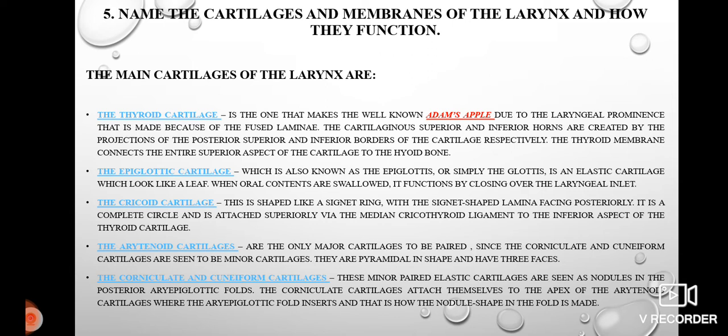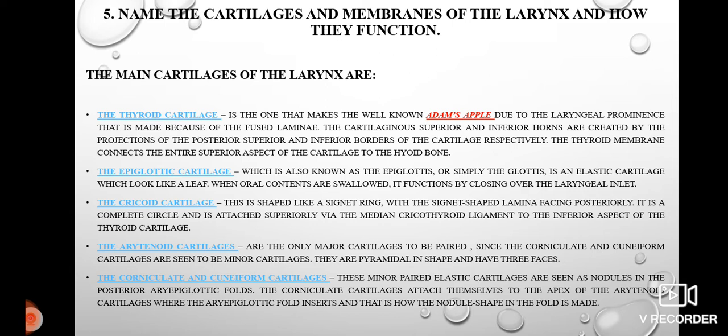Itong corniculate and cuneiform cartilages, kinukombine siya, which is, ang corniculate siya is an anchor for the superior and inferior strap muscles. At ito namang cuneiform, sumusuporta siya sa vocal folds and lateral aspects ng epiglottis. Na kumbaga, itong dalawa na to, nagsama siya, which is nagproduce din siya ng sounds. Na kumbaga, ito yung isa din sa mga pinaka-important cartilages ng larynx.